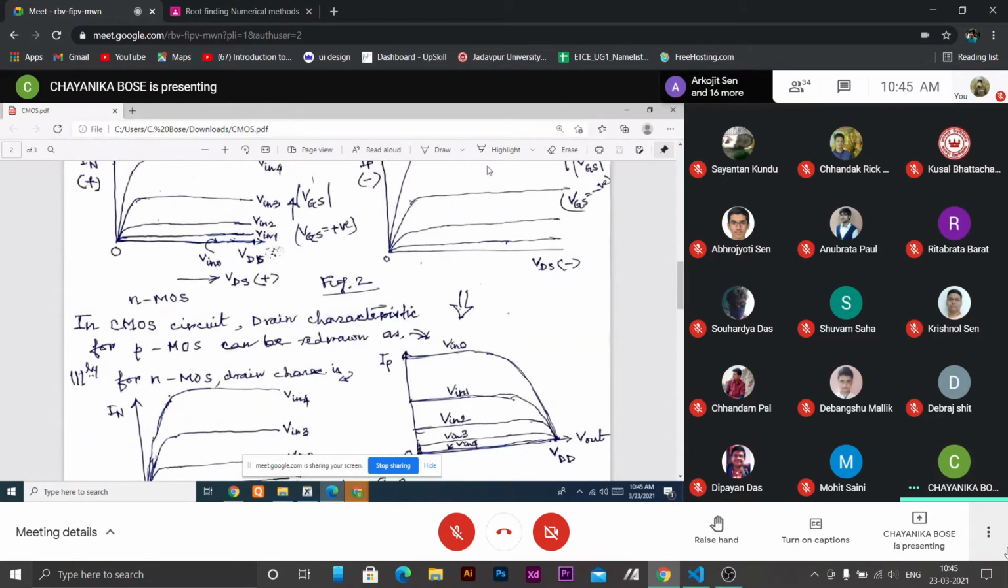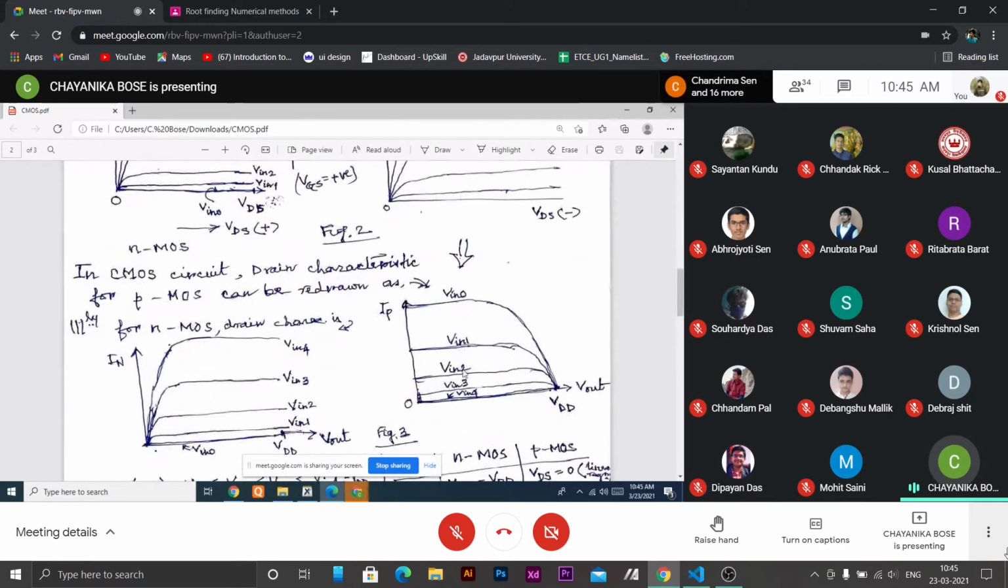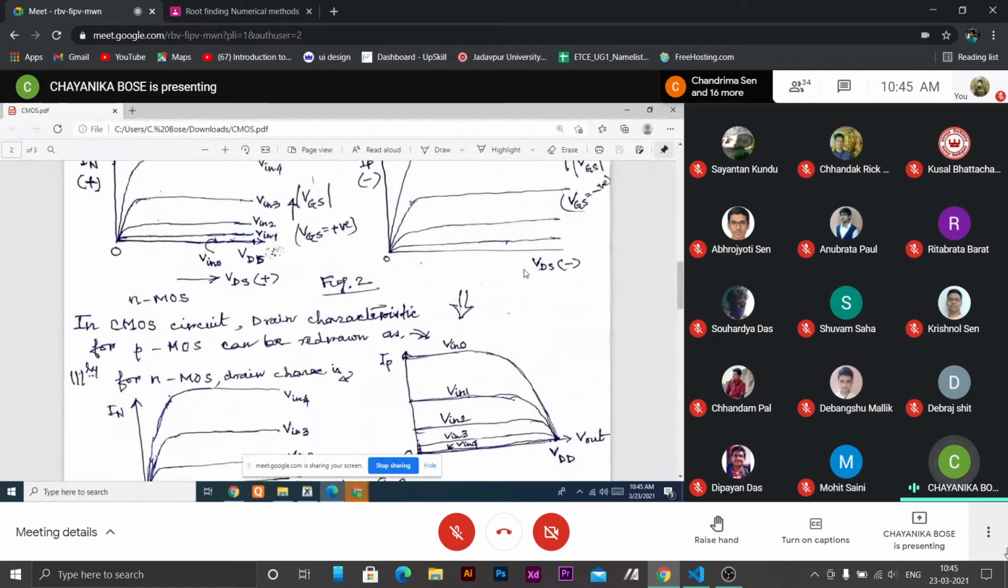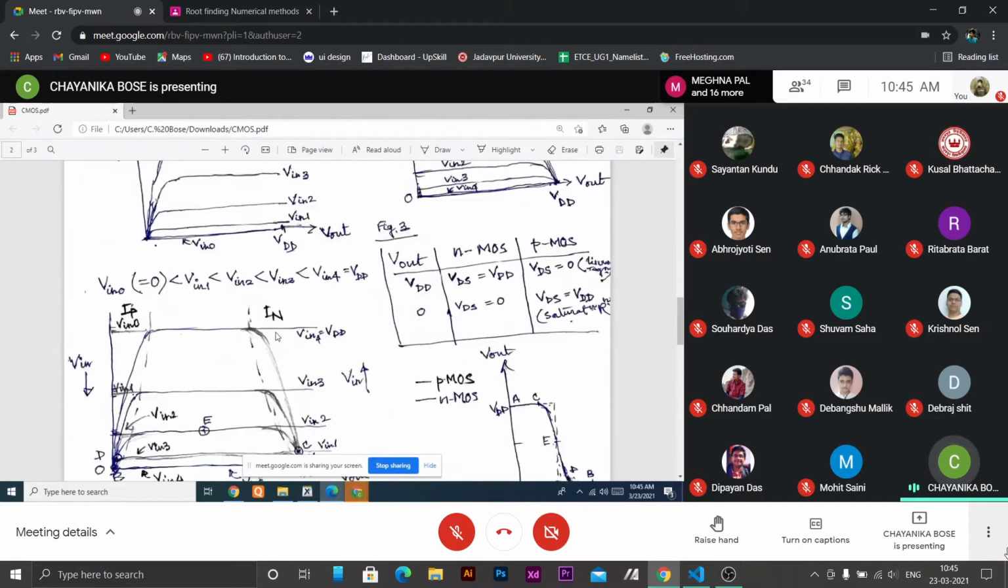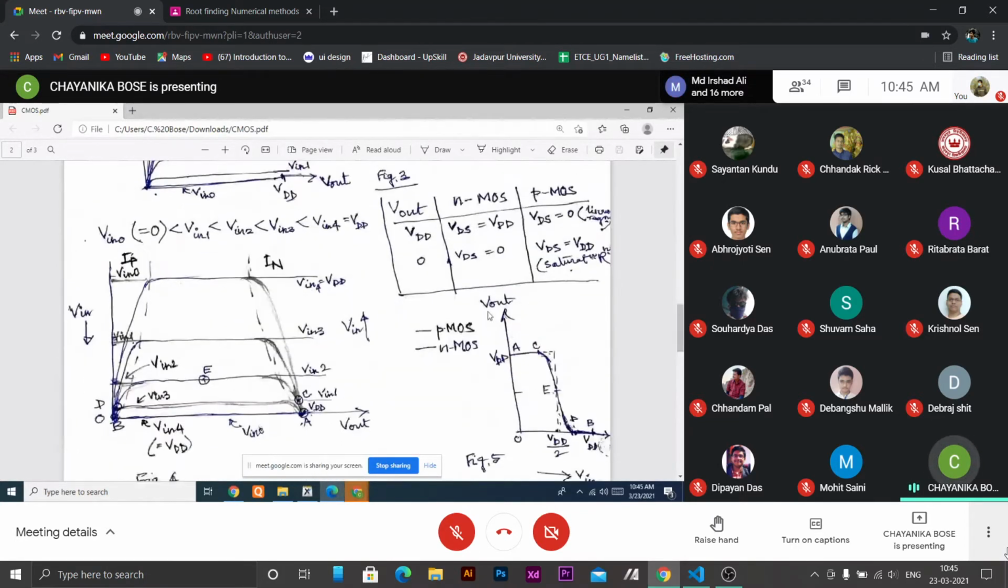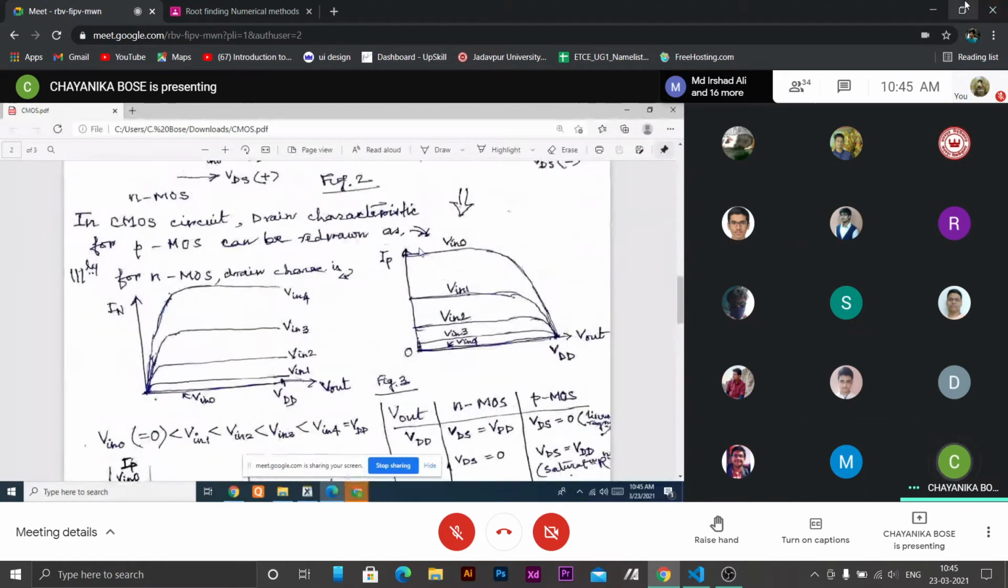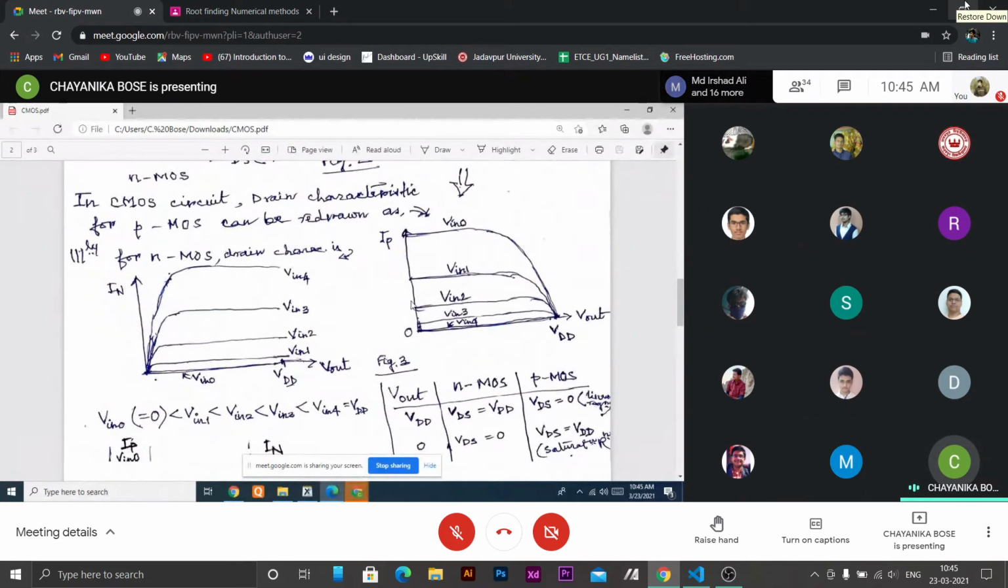Basically, a PMOS we are converting into this, where we are drawing the current as positive. We know that one is positive and the other is negative, and the net current becomes 0. But in our circuit, to derive the transfer characteristics of CMOS, we have taken IP also positive.